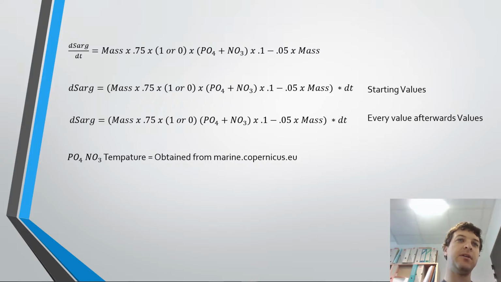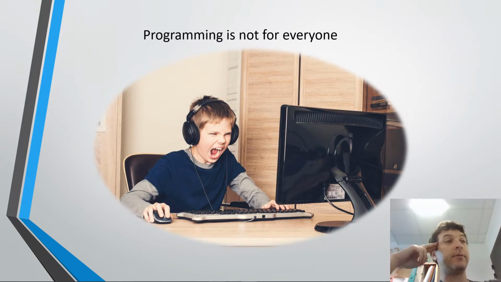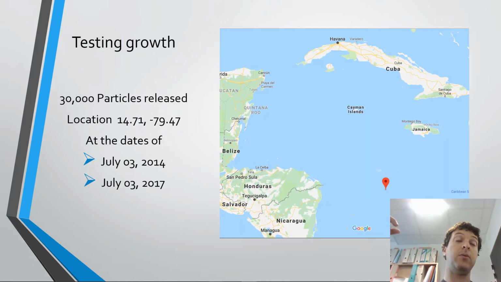So, the nutrients and the temperature are obtained from Marine Copernicus via the EU. Now, the whole idea after the first phase of discovering the growth, which we didn't discover the growth formula, we just wrote it into programming, is that programming is not for everybody. So we developed the GUI, which I showed a little bit earlier, which I'll be demonstrating afterwards.